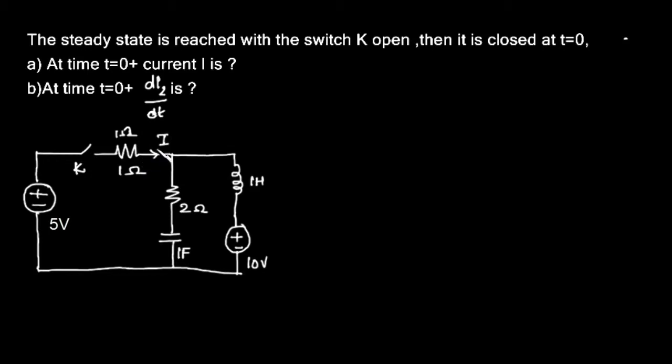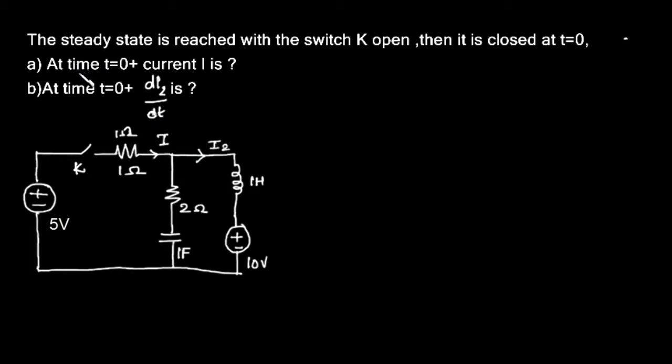This question was asked in Instrumentation, GATE 2008. It is a linked answer question. We are given a circuit with linear elements. We are asked to find out, at time t equal to 0 plus, what is this current I, and we are also asked to find out what is di2 by dt.